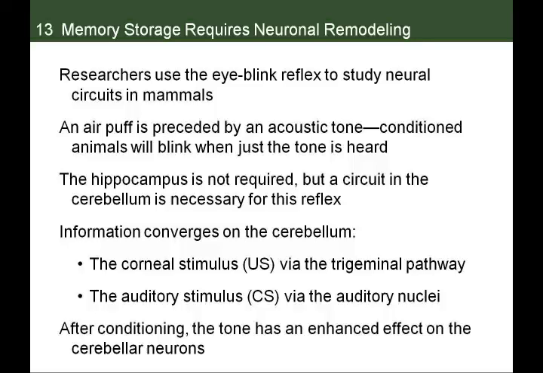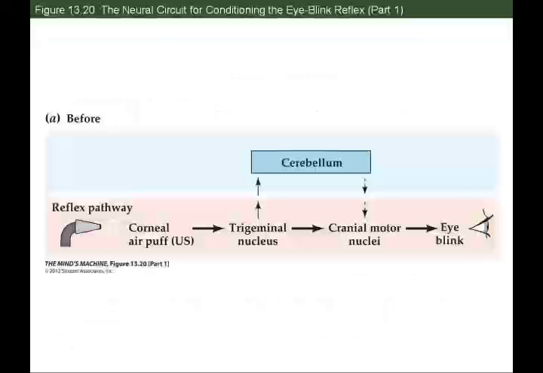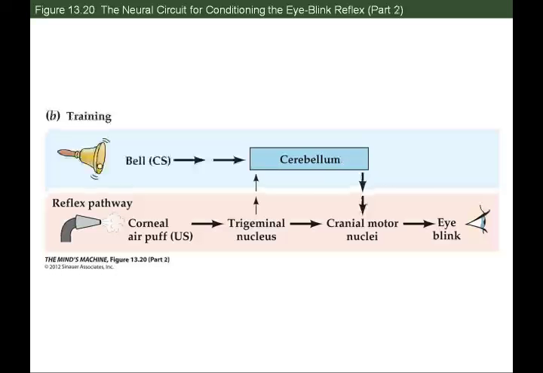Okay, that information is going to be represented via the trigeminal pathway. The conditioned stimulus, which is this acoustic tone, is going to be represented, sure enough, by an auditory nucleus. So after conditioning, these two activities are going to be paired like this. Before the training, you have the air puff going to the trigeminal nucleus. You have the cranial motor nucleus that's going to make your eyes, the reflex, leading to the eye blink, and also this coordination is done by the cerebellum. This is normal without the sound of the tone.